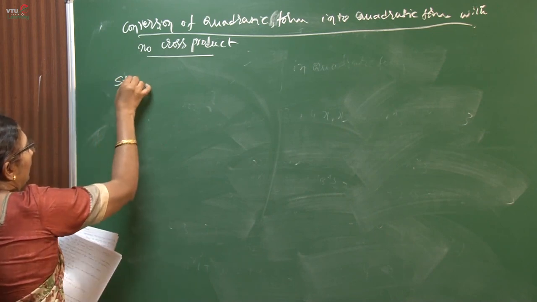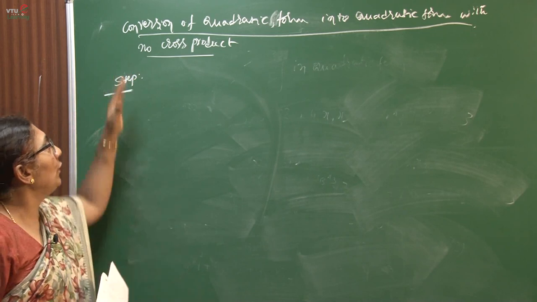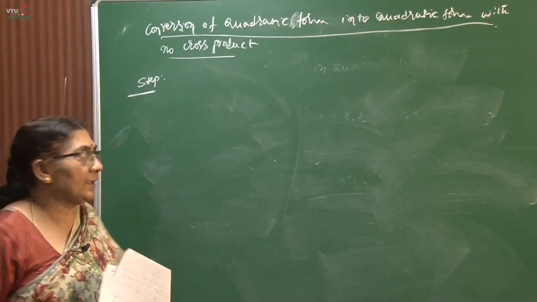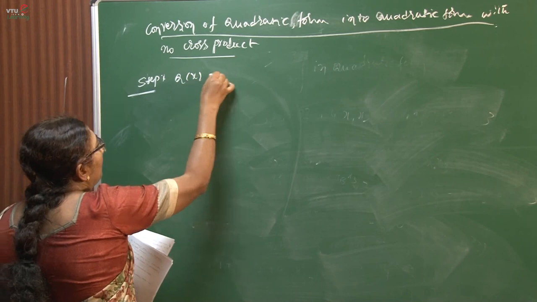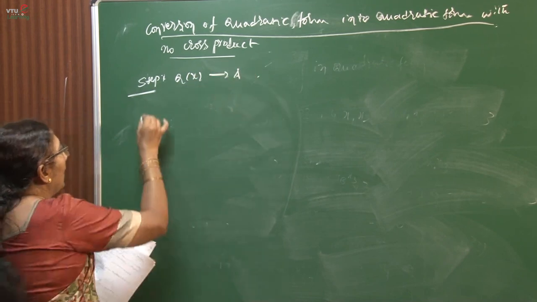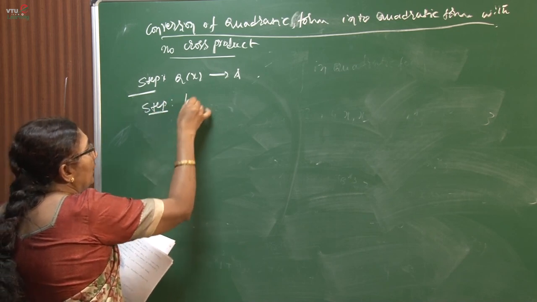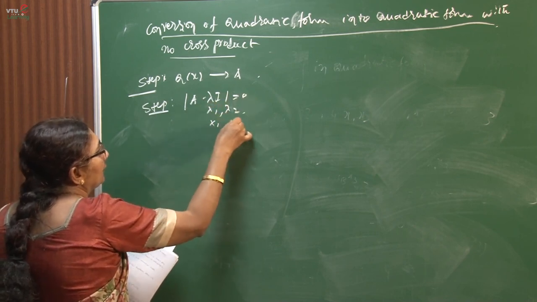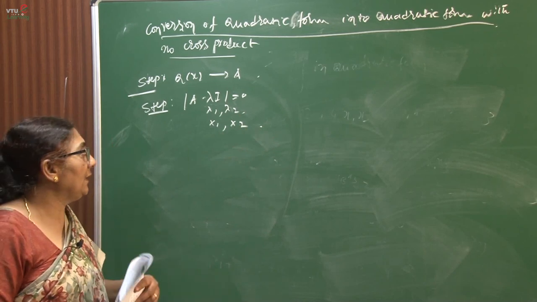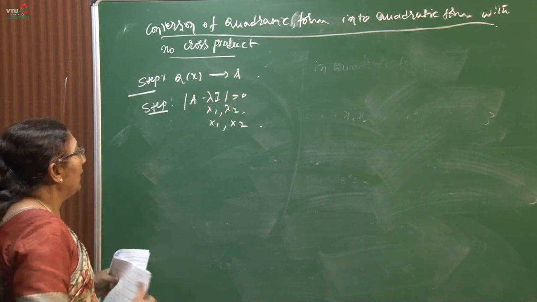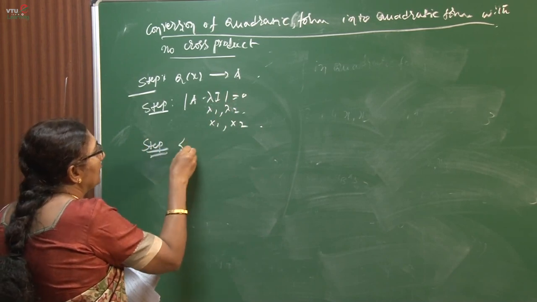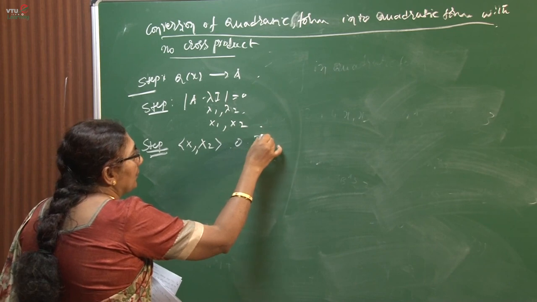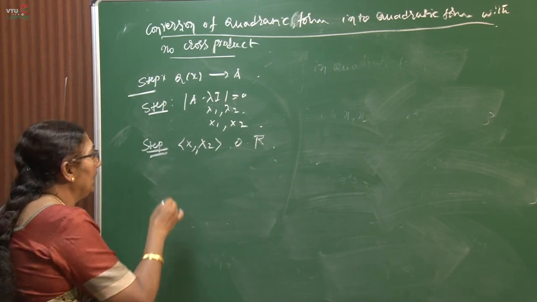Now, step one. Usually in that case, suppose they are going to ask for conversion of a quadratic form into a quadratic form with no cross product terms, they definitely give a quadratic form. They give a quadratic form, you convert it into a matrix. First you convert into a matrix in step one. In step two, after you convert into a matrix, you find the eigenvalues and eigenvectors. Find lambda 1, lambda 2 like that and find x1, x2 like that. After we find the eigenvalues and eigenvectors from A, in step 3, verify whether the eigenvectors are orthogonal or not. Verify the orthogonal property. Suppose it is orthogonal, next you normalize.